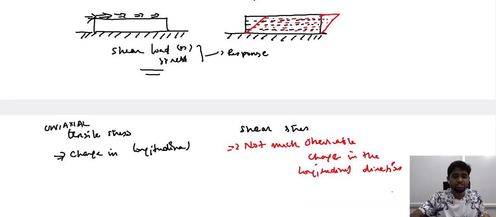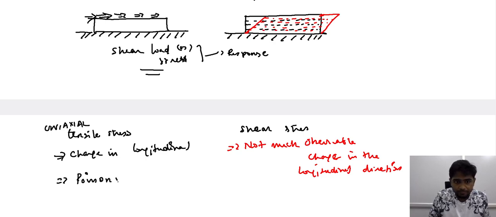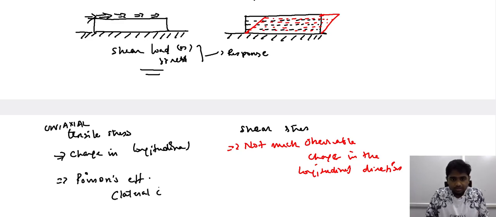Now how about the change in the lateral direction? We saw that whenever there is a longitudinal change in the dimension during uniaxial tensile loading, there is also a lateral change in the dimension that accompanies this response. For uniaxial tensile loading, there is a longitudinal change in the dimension, accompanied by a reduction in size along the perpendicular direction. So in case of uniaxial tensile loading, we observe the Poisson's effect, that is, a change in the lateral dimension.